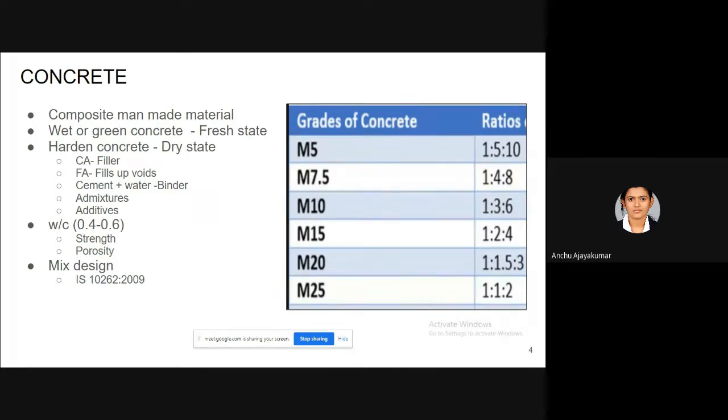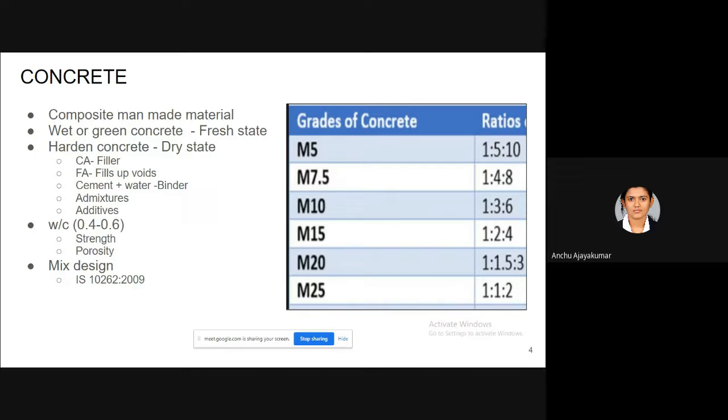So the constituents of concrete are coarse aggregate. What does coarse aggregate mean? Aggregates with size greater than 4.75 mm are coarse aggregate. The action of coarse aggregate in concrete is to act as filler. Next is fine aggregates, with size less than 4.75 mm. That is fine aggregate, which will fill up the voids.